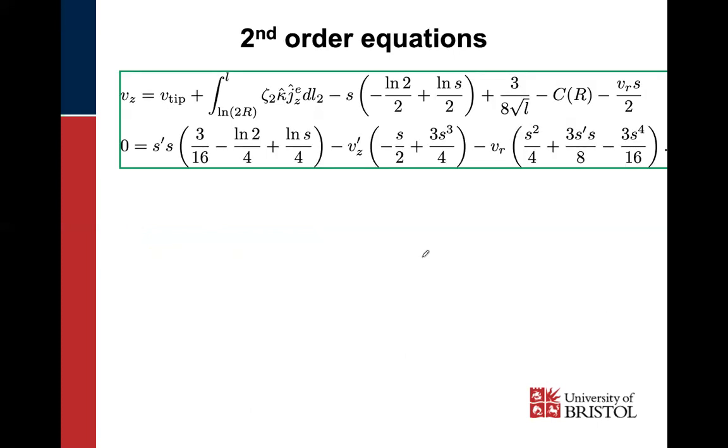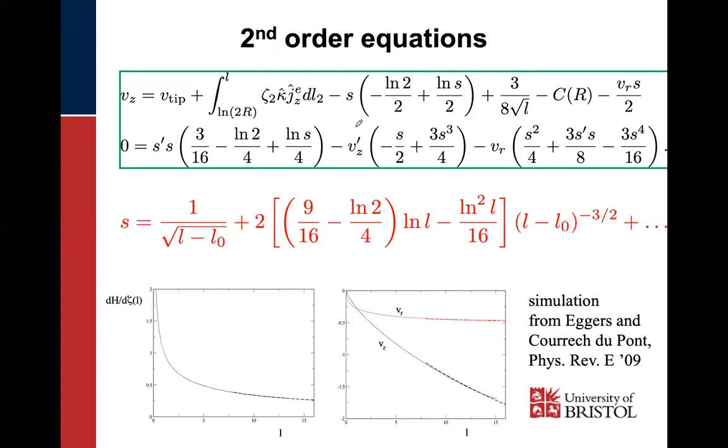So if you do this, you turn the crank, you do it all systematically to next order, and you once more get equations, flow equations, I call them, involving my variables S, VZ, and VR. So these equations written here are exactly the analog of what I wrote before. And you can solve them. So this was the leading order solution.